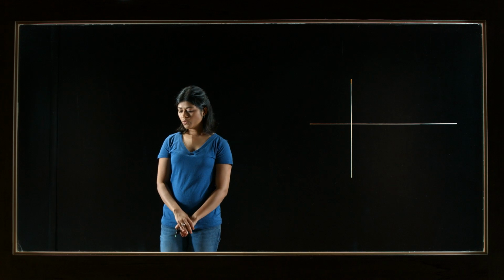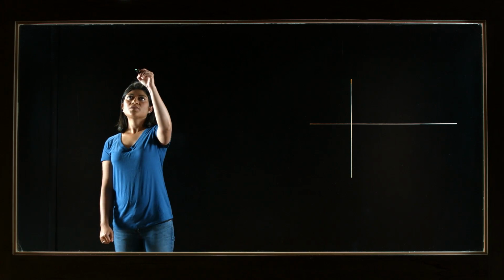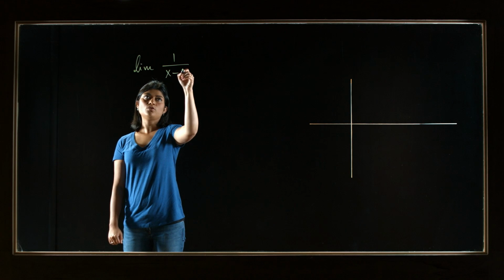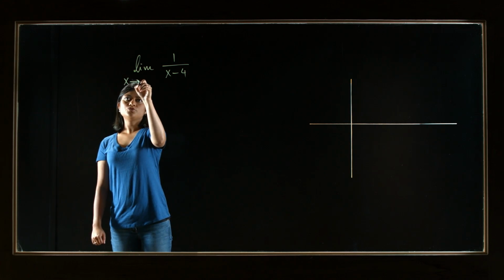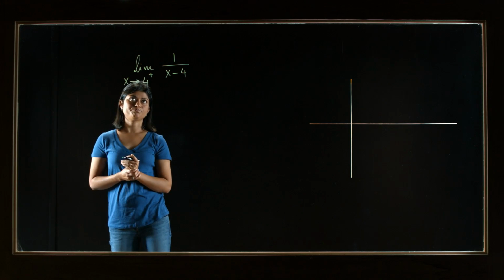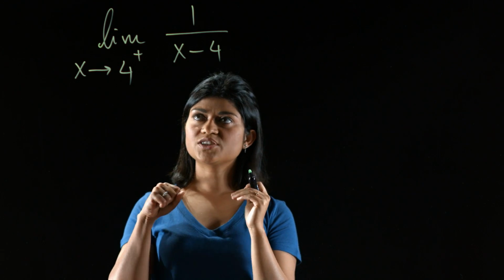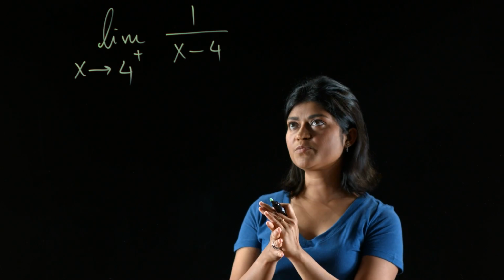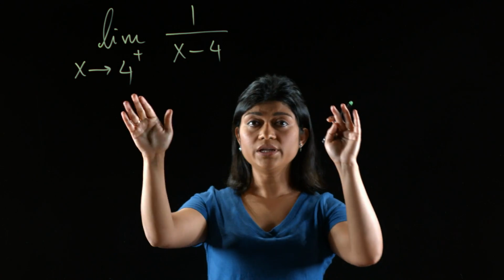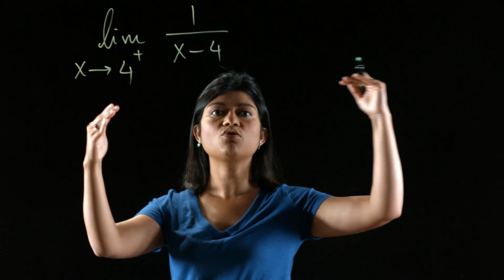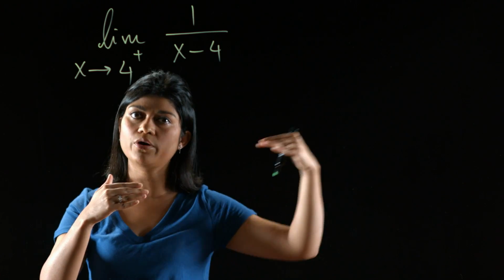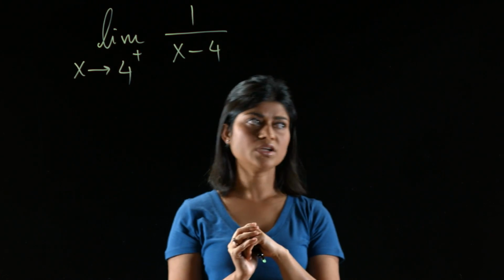In this problem, we have to evaluate a limit. It is the limit of the function 1 over x minus 4 as x is approaching 4 plus, so from the right hand side. The best way to evaluate the limit is probably to look at the graph of this function. And we only need to look at what is happening to the right side of 4. So x is approaching that point from the right.